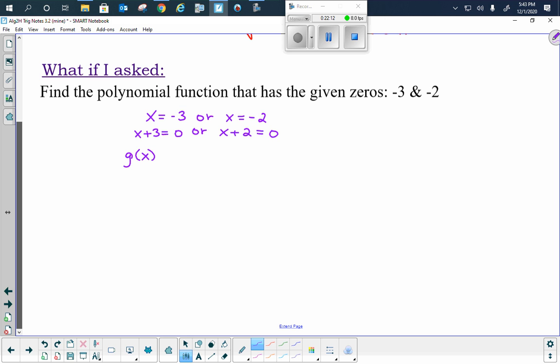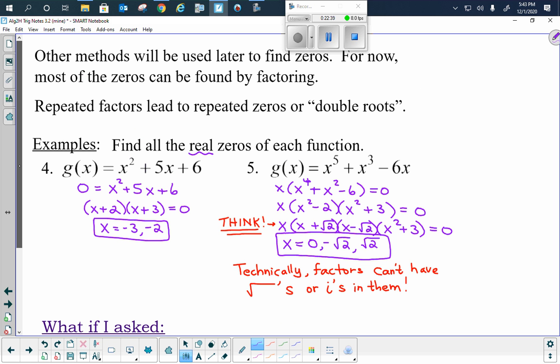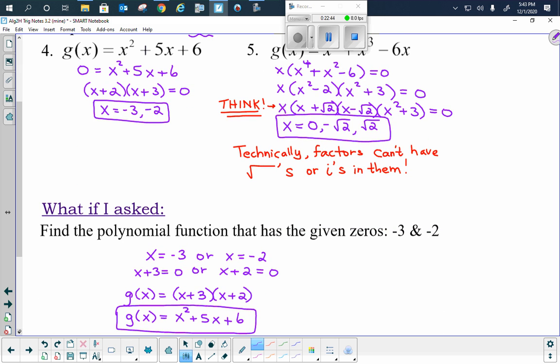It just says find a polynomial, meaning I can call it anything I want. It could be g, it could be h. I'll have x plus 3 times x plus 2. Go ahead and multiply them out. This is what we're looking for when we ask you to do this. We'd have x squared plus 3x and 2x, so 5x plus 6. And that is my final answer. Notice it's the same as we had above in 4. So that should go together.